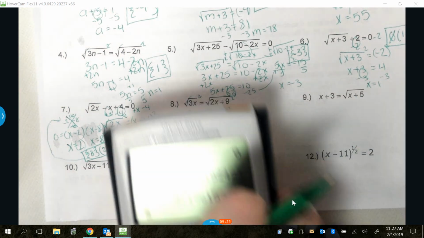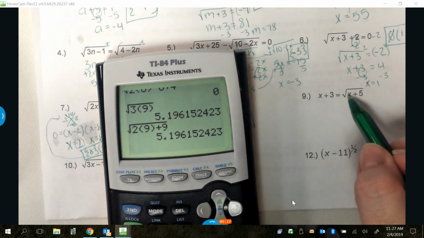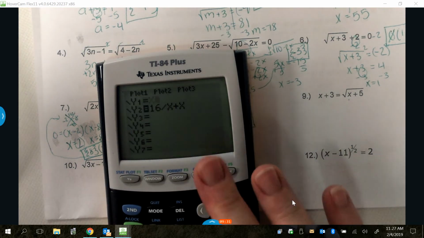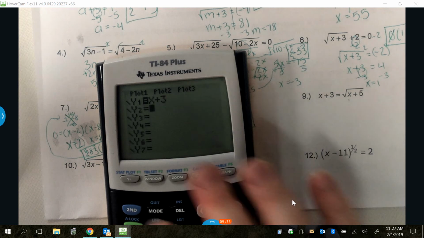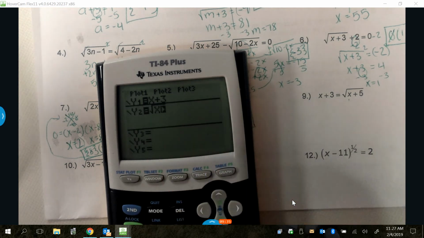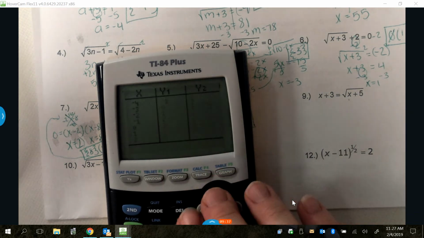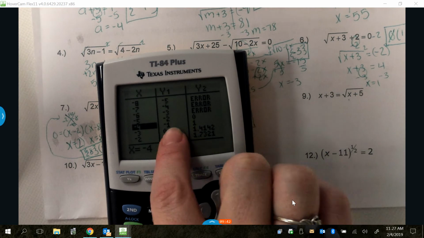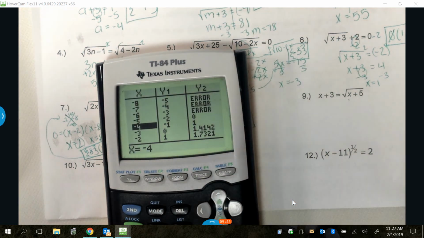Now, I'm going to show you how to do this one in the calculator. Remember, you have to have your radical alone before you can type it in the calculator. So the left side plus the right side. And you're starting where it says error, so there's my error, and we're looking for where they match. So if you look right here, do you see how they match but they're opposite? That means that's an extraneous solution.